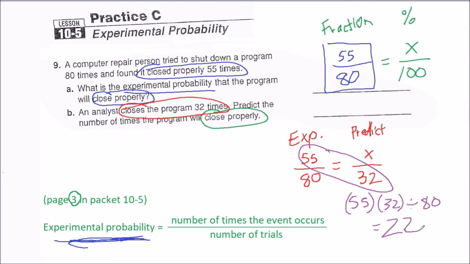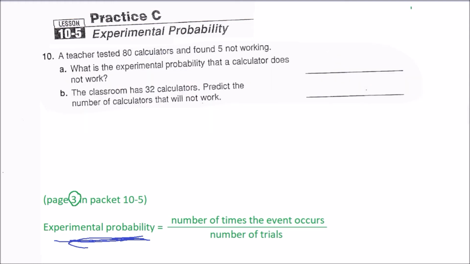Again, we might be wrong on that. We might try that out. 22 times is what we predict. It might be more or less than 22, but based on our experiment, that's what we would predict. If our 32 trials here matches our experiment, 22 times would be our prediction.